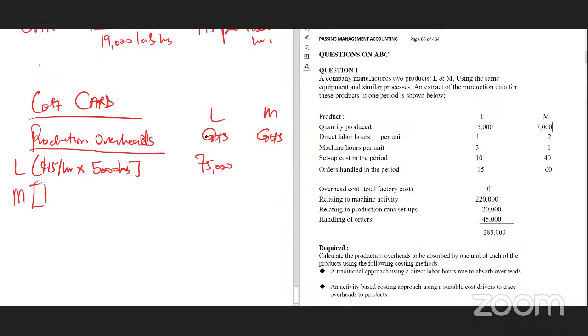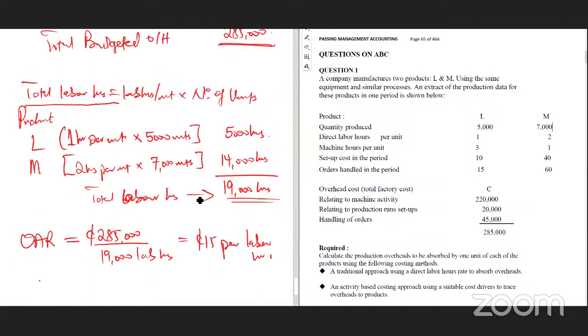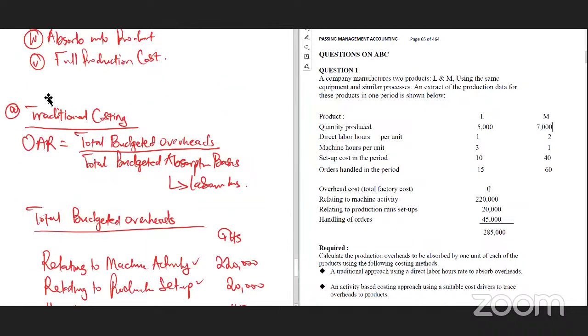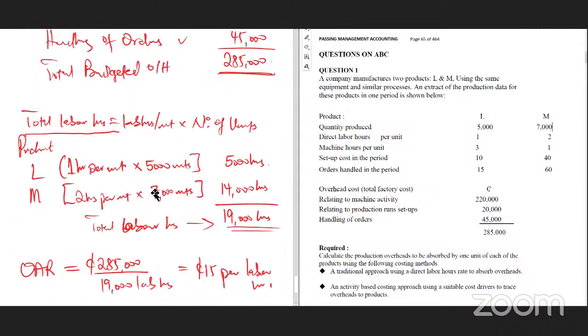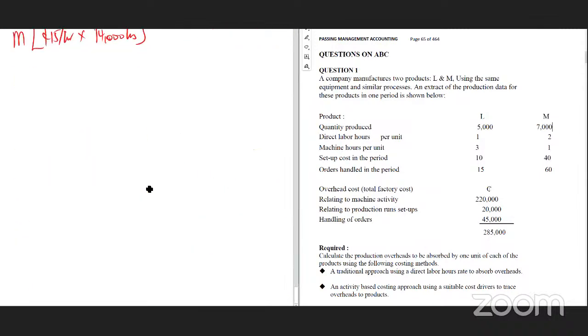When we come to product M, it's 15 cedis per hour, right? But we use what? We use 14,000 hours. You guys remember from our computation. So we have 15 by 14,000 hours. And that gives us what? 210,000 also. So this is from the traditional costing perspective, right? I hope everybody is okay. So traditional costing is not so deep. We absorb everything on the same basis. I hope that is okay. I hope that is fine.